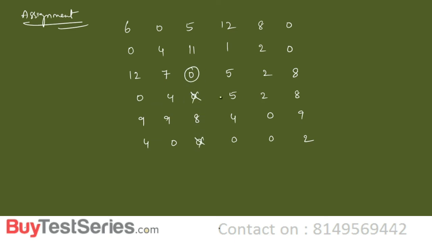Fourth row, there is only one zero. So assign. Then immediately this gets cancelled, correct? Fourth row, I've assigned one single zero. Then immediately in that respective column, this zero gets cancelled. Immediately you see in this row, only one zero is there, correct?